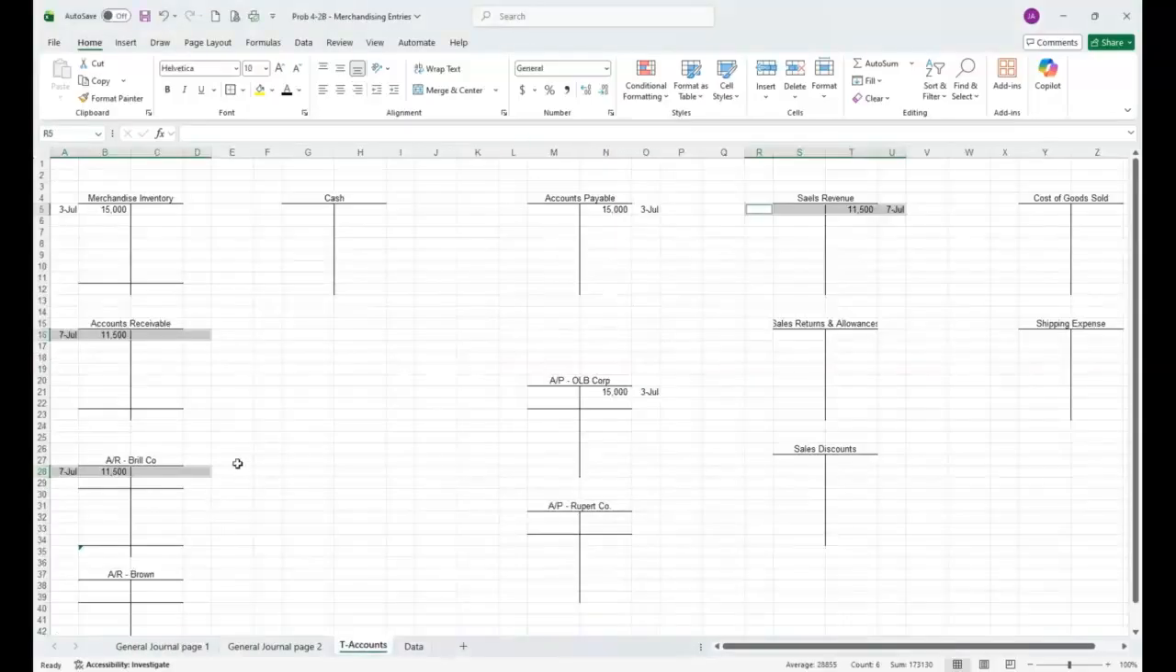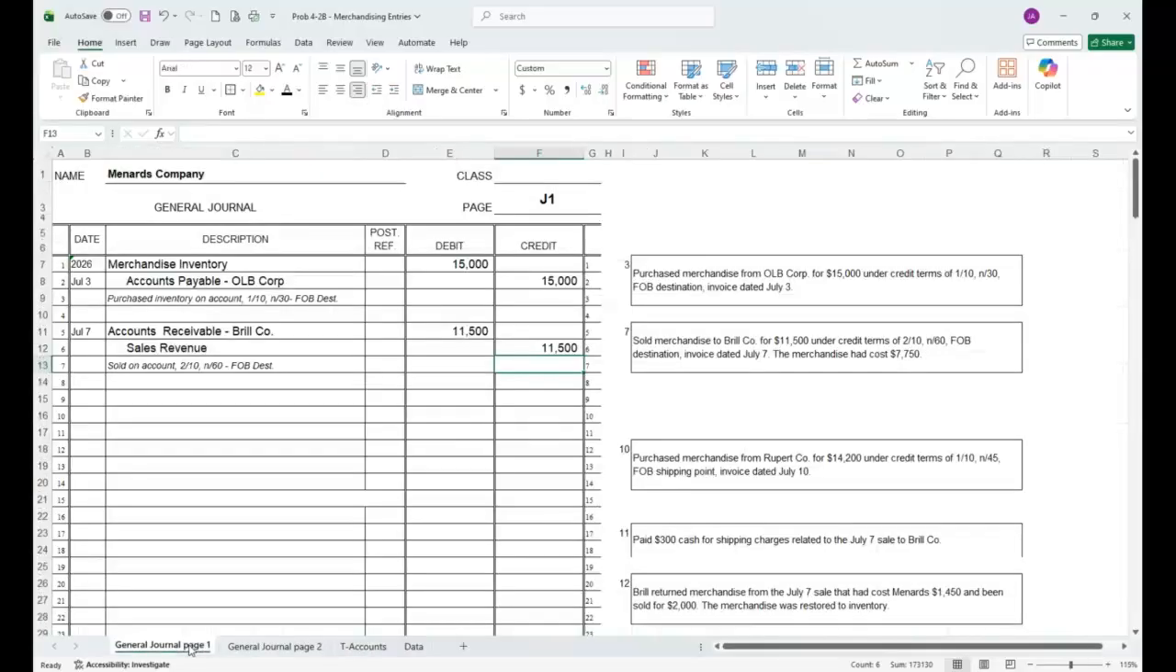Here's the T accounts. You can see a debit of $11,500 to the general ledger account, and the same thing mirrored in the subsidiary ledger to Brill Company, the credit over here in sales revenue. Now we have to record the cost of goods sold, and that will be a debit to the cost of goods sold account for the cost of the merchandise we sold, and a credit to merchandise inventory.